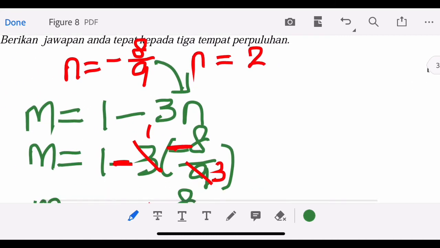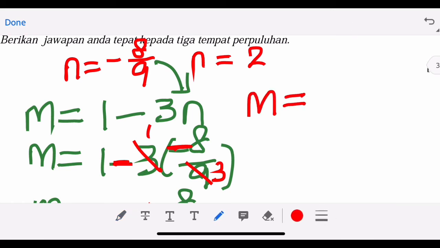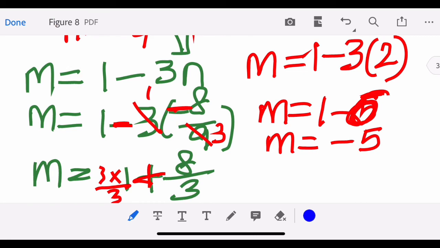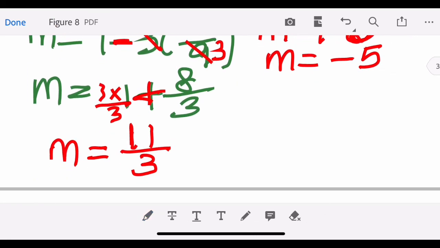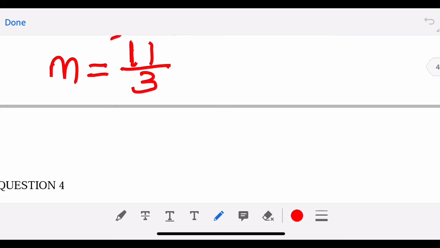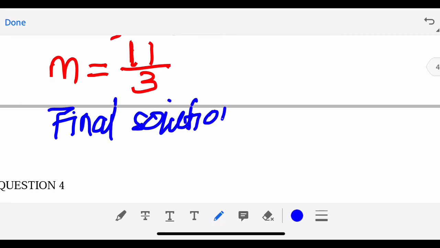Now we go to n equal to 2. When n equals 2, what is the answer for m? So m is 1 minus 3 times 2. This one looks easy. Minus 6. So 1 minus 6, so m is negative 5. Everyone is careless, so we need to reduce our careless mistakes. Finally we write all the answers in one shot. Final solution: there should be 4 answers. You write your answer nicely in one row, like this.